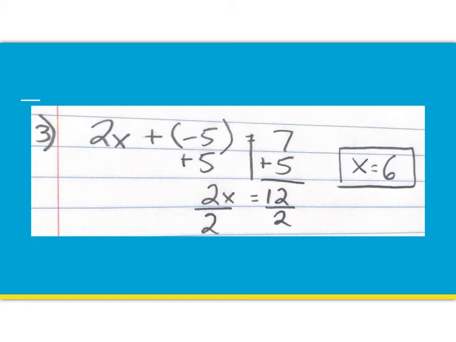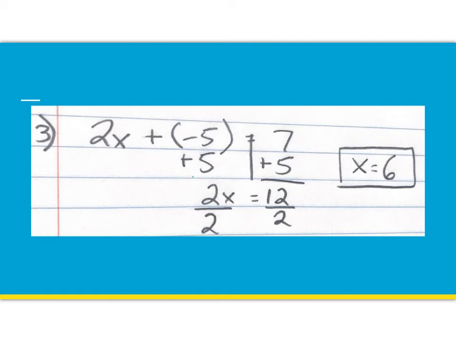Alright, so problem number 3. We have 2x plus negative 5 equals 7. Alright, so just like the first problem, we're going to start with the constant that is on the same side as the variable. So we have a negative 5 here. So we're going to start with a negative 5.